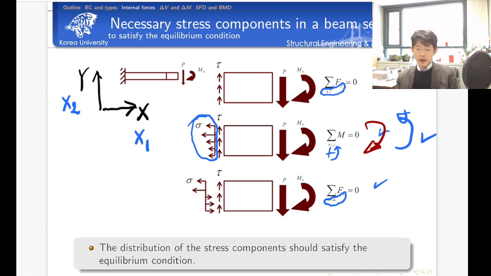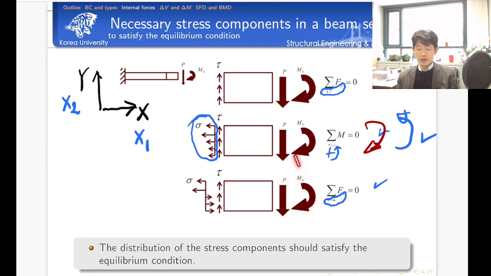That's why for the sign convention of moment, in the case of the axial loaded member, the sign convention of internal forces was exactly the same as the sign convention of normal stress. But in the case of the beam problem, the sign convention of moment cannot be the same as the sign convention of normal stress, because the moment is a representative value of the cross section.